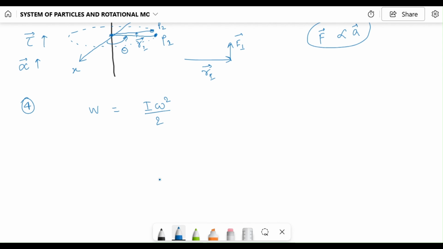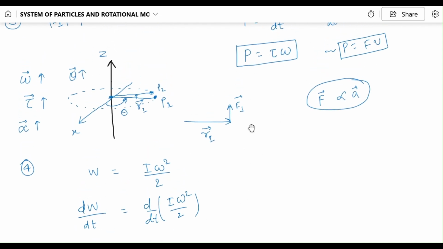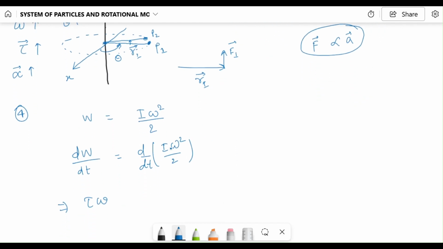Now, what if we are going to take the time derivative? That is dW by dt equals d by dt of I omega square by 2. And now look, this is power, as we know, and this should be torque times angular velocity, as we have derived already here. Now, what about this second term?